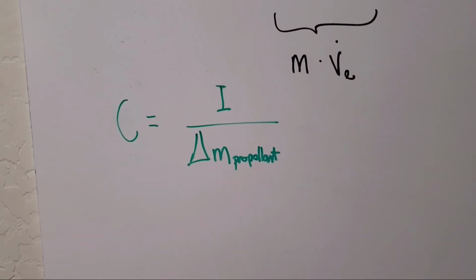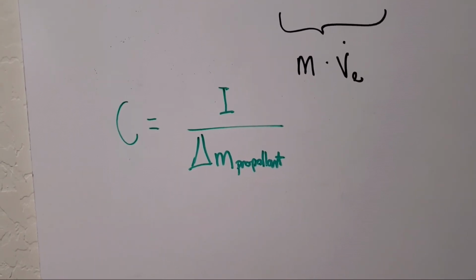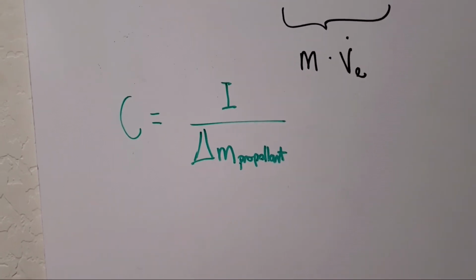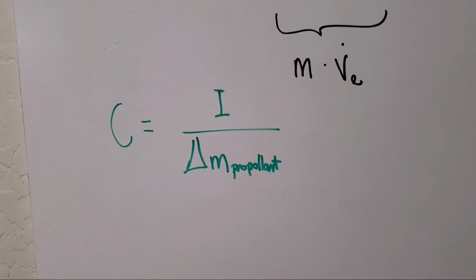And earlier, we just had exit velocity equals the impulse divided by the delta m propellant. We're just going to change that exit velocity to c because it's more specific that way.